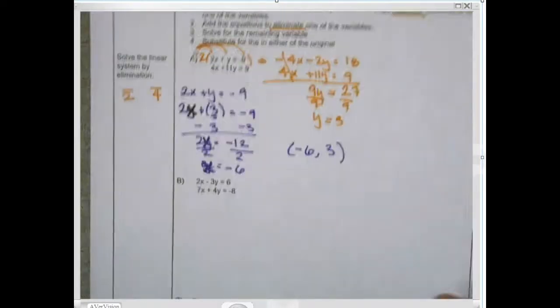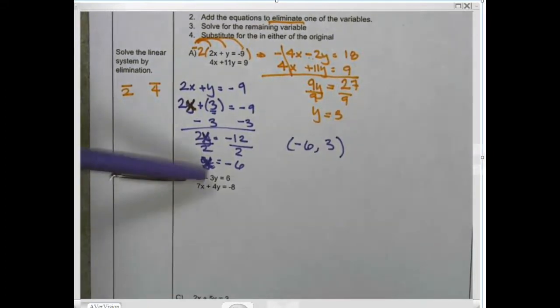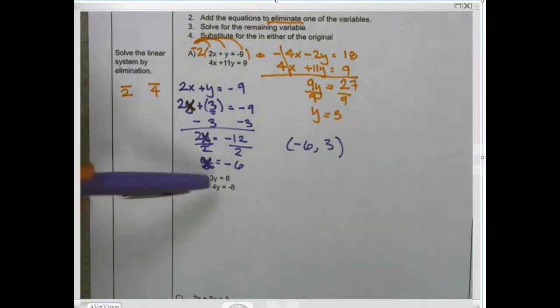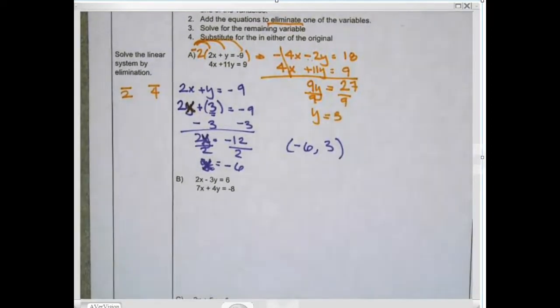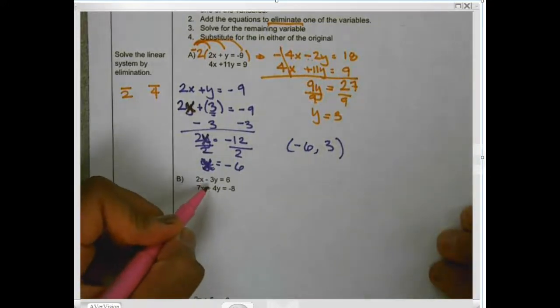All right, let's try another one just like the other one. 2x minus 3y equals 6. 7x plus 4y equals negative 8. Again, you can pick either variable you want to. This time, my eye is going to the y's. Do you know why my eye is going to the y's? Because it already has one positive, one negative, which is great.